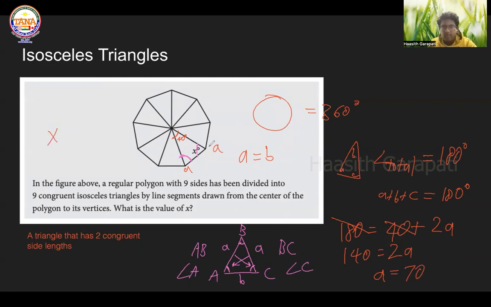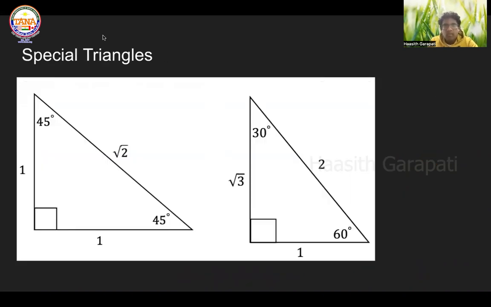So therefore, x degrees is equal to 70 degrees. Are there any questions? All right, nope, doesn't seem like there are.